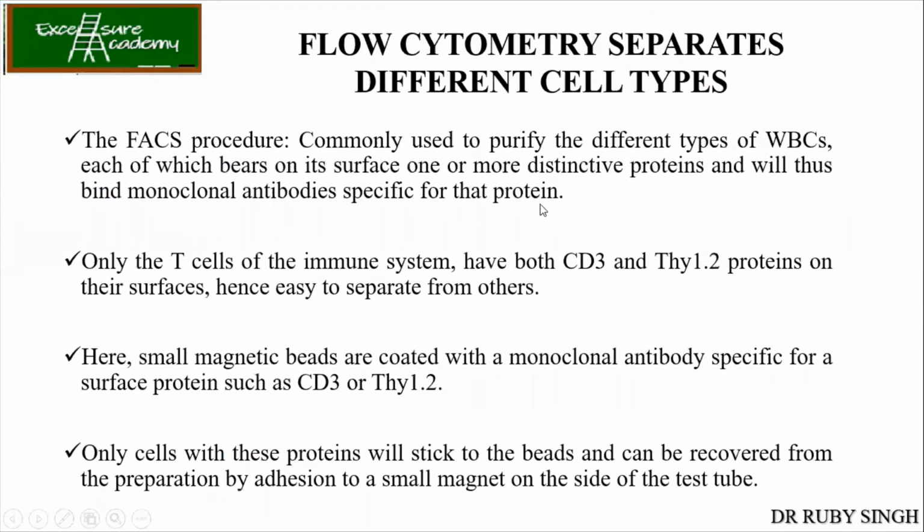Now, this is what we are discussing. So one example is given. The FACS procedure is commonly used to purify different types of WBCs, each of which bears on its surface one or more proteins. And we have the specific respective monoclonal antibodies.